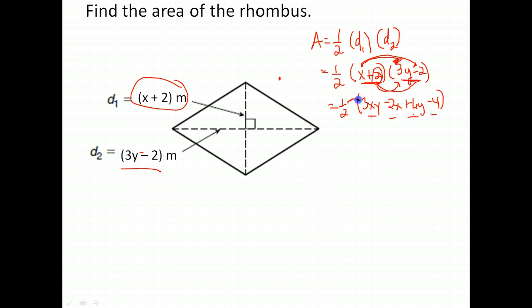So now all I can do is go through and multiply by 1/2 each thing inside the parentheses. 3 times 1/2 is 3/2, or 1.5, xy, minus 2 times 1/2 is just 1, so minus x, plus 6 times 1/2, 1/2 of 6 is 3y, and 4 times 1/2 is 2. So this would be the area of my rhombus. Now if they ever do tell me what x and y are equal to, I can find its actual area.